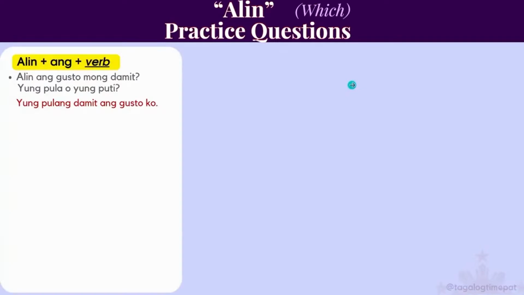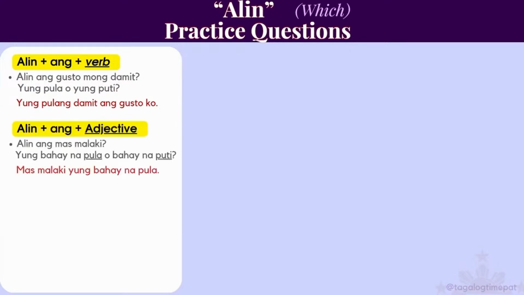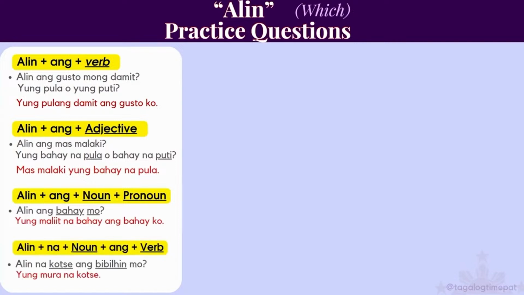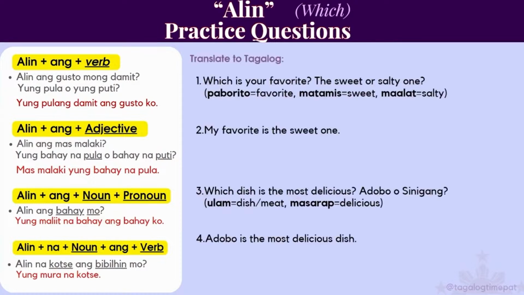Now, let's practice some questions using the word alin. Here are the different formats of using alin. Alin plus ang plus a verb. Alin plus ang plus an adjective. Alin plus ang plus a noun and pronoun. Then alin plus na plus noun, ang, and verb. Here are our practice questions.